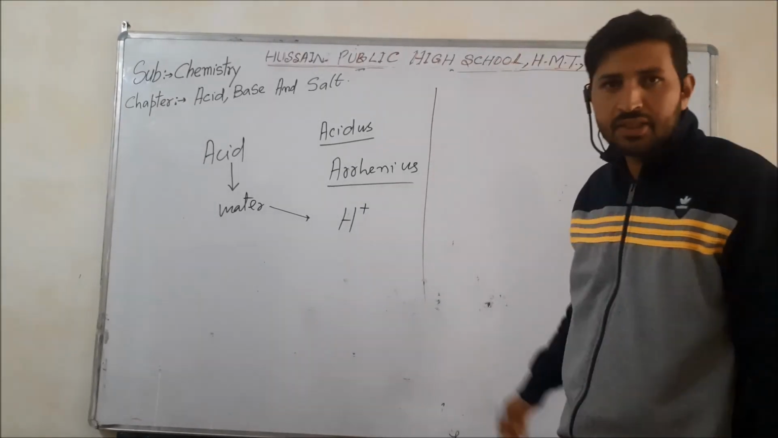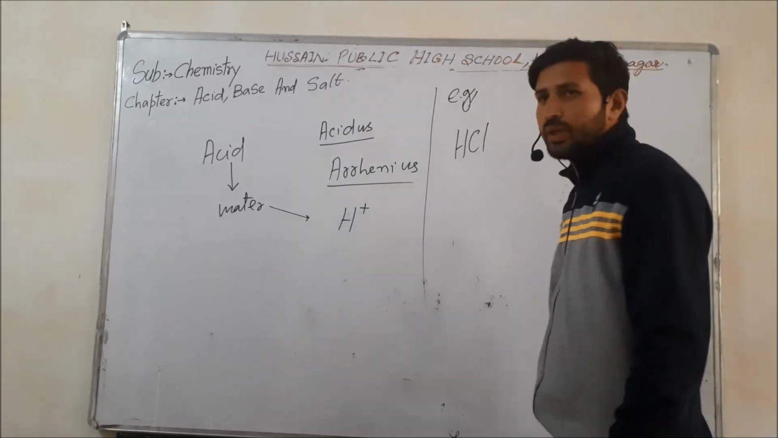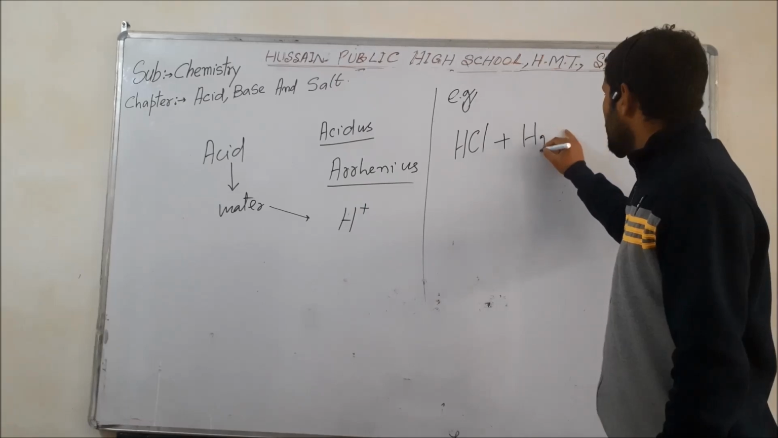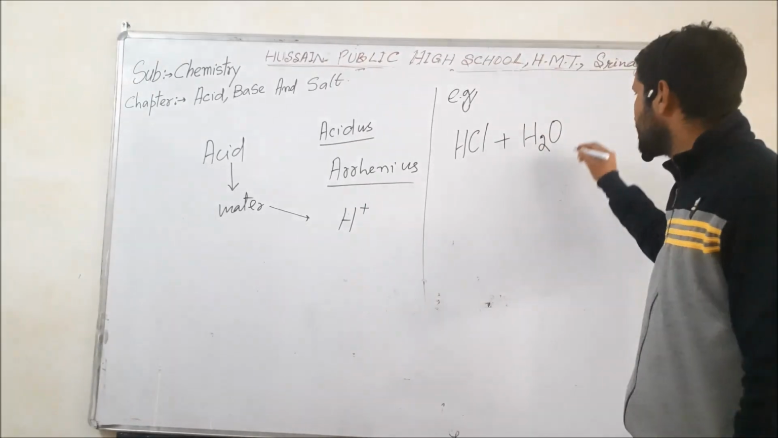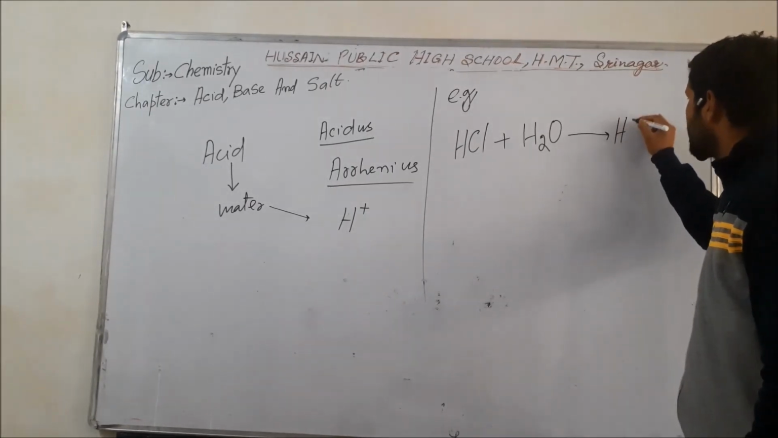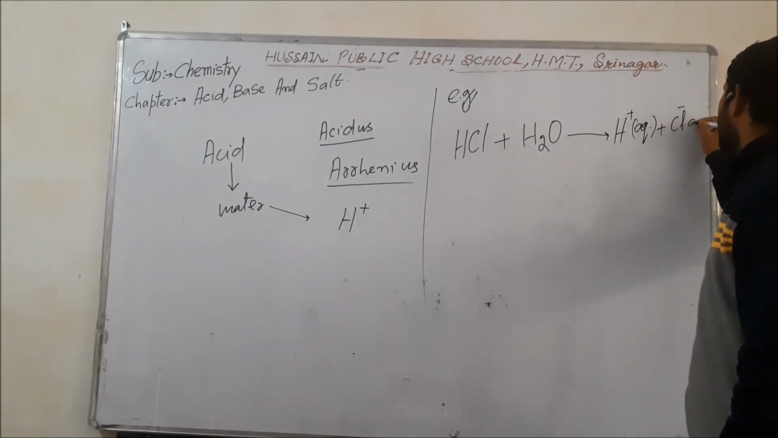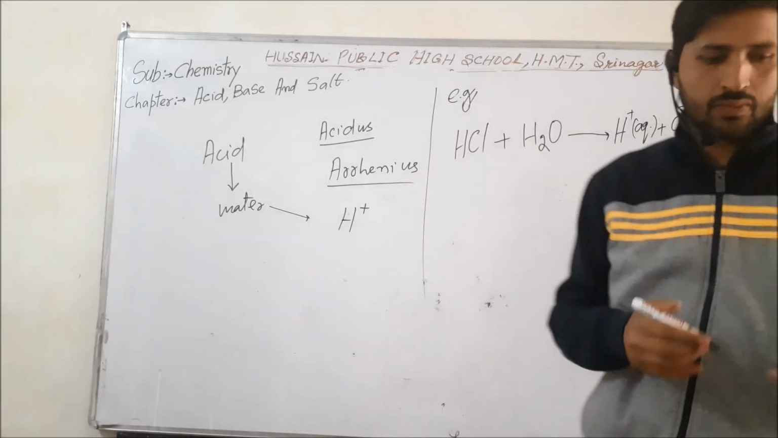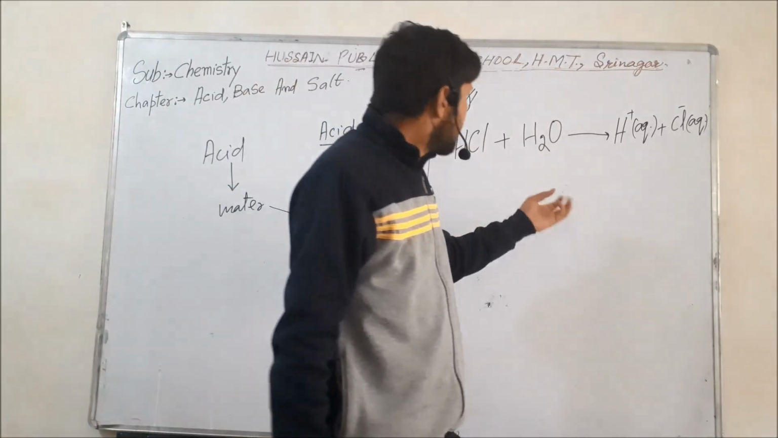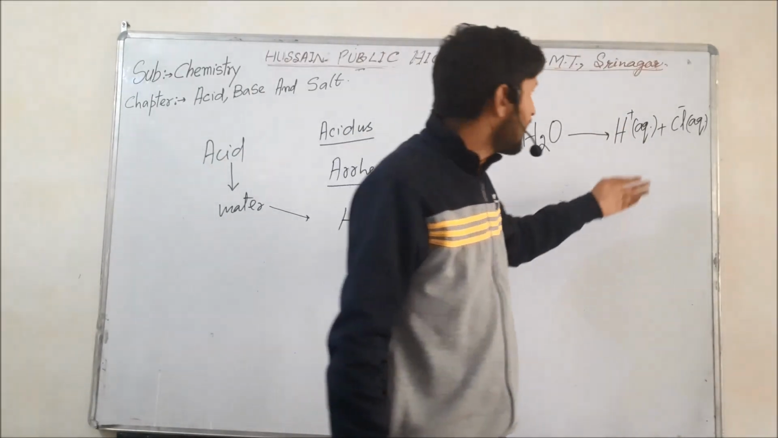Now, if we take an example here, we will take the example of HCl, hydrochloric acid, a well-known example. What happens when we put this hydrochloric acid in water? It will get ionized or dissociated into H plus aqueous and Cl minus aqueous. Now see here what happens. We took the example of HCl and when we dissolved it in water, it got ionized into H plus and Cl minus.